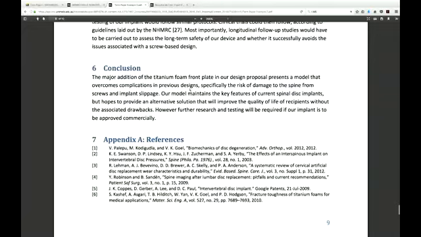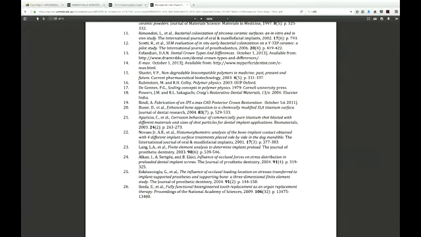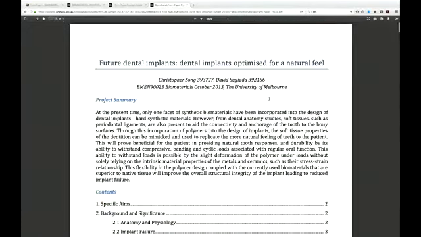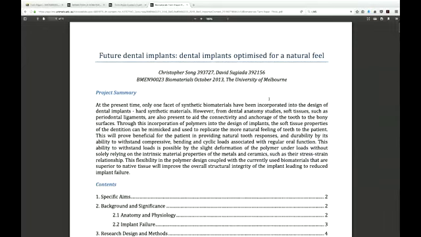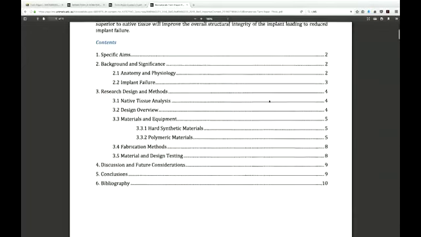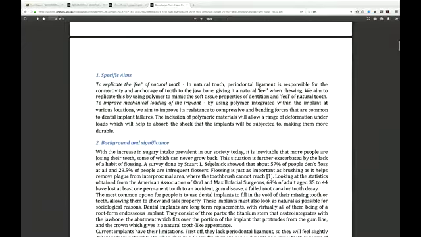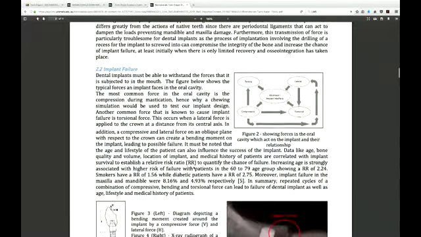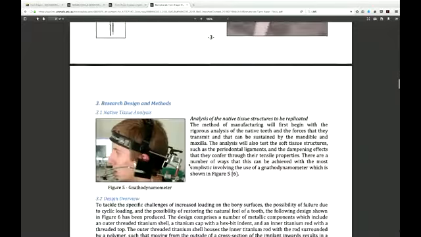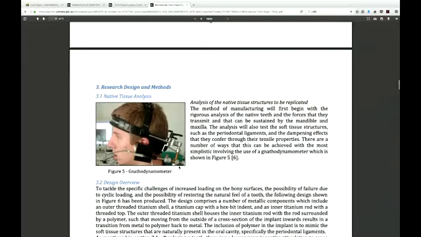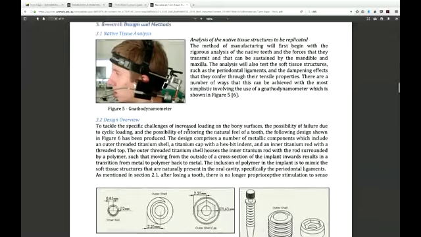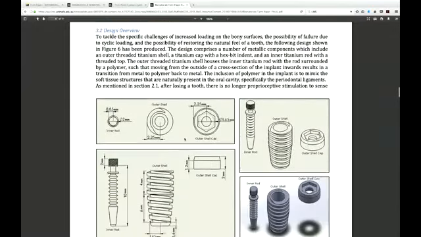Okay, and then one more is this one here. I think this is a dental one. This was future dental implants optimized for natural feel. Again, significance, some problems, implant failure, and then research design methods. They even suggest they want to do some human tests to obtain information to design the dental implant. So this is the implant.